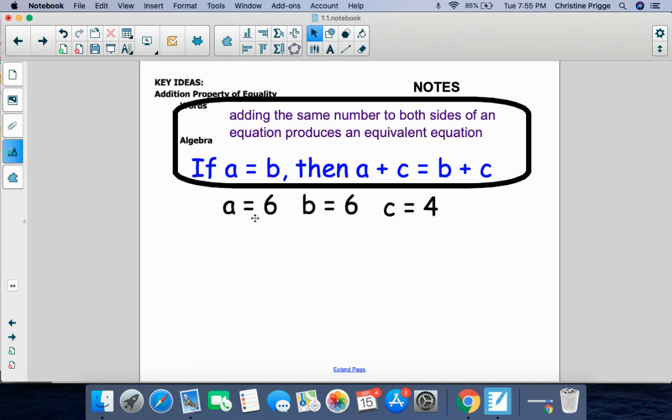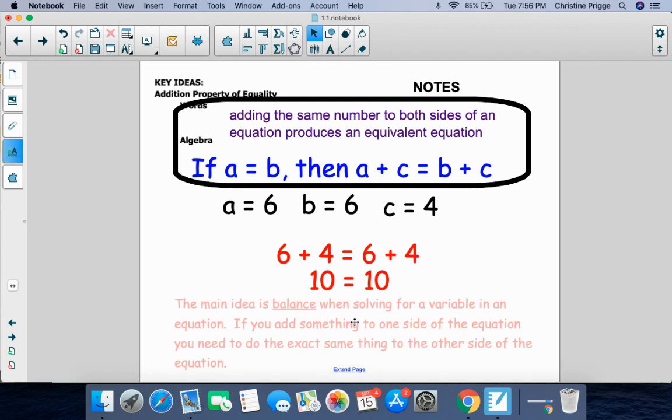Let's say A has a value of 6 and so does B, because in this part of the algebraic equation it shows that they're equal. They would both have to be 6. And let's say we had a third number C and we had to add it to them. Both sides would have the 6, both sides you would add 4 to it, and then each side would have a value of 10. They still stay equal. As long as you add the same number to both sides, you will have an equivalent equation.